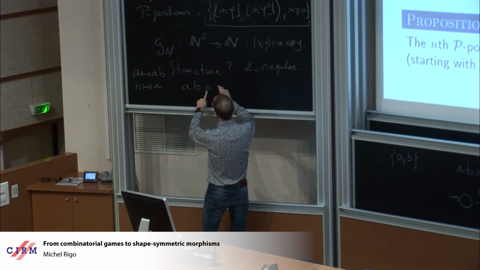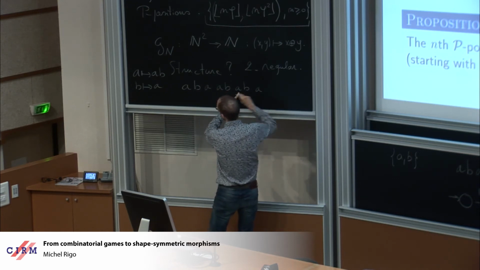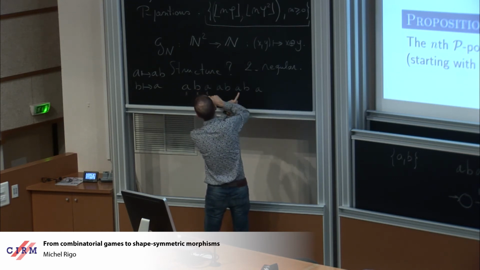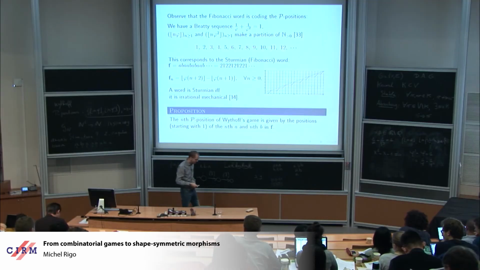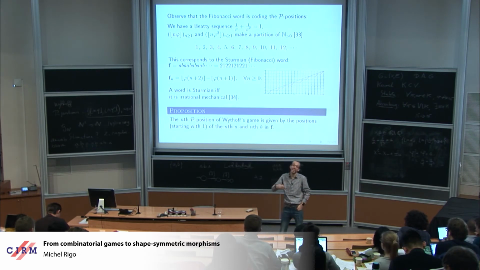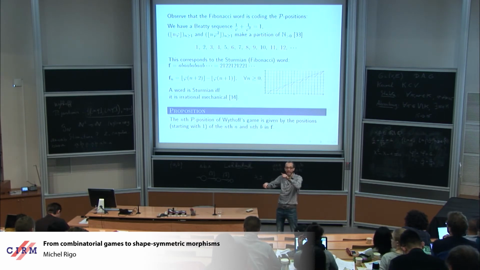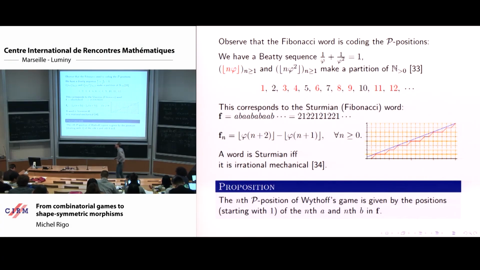I read A, I write AB. I read A, I write AB. I read B, I write A. And I continue this way. And so I tag the letters I've seen before. This is why Cobham's original paper on automatic sequences called them tag sequences, because you tag the letters that you have already read when you are producing this word.